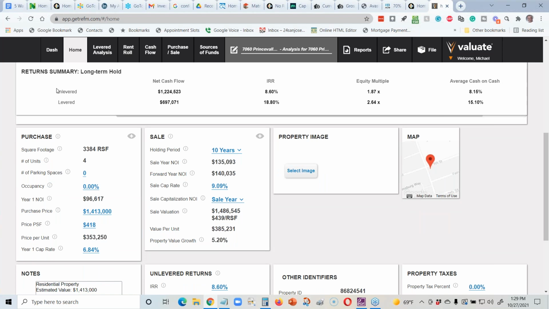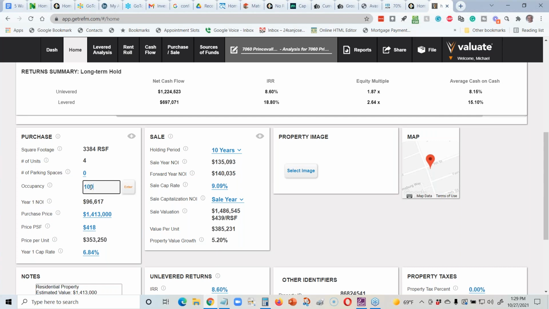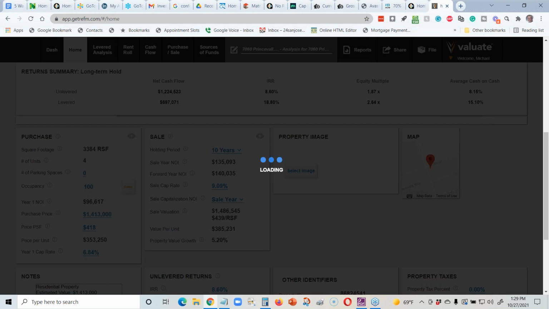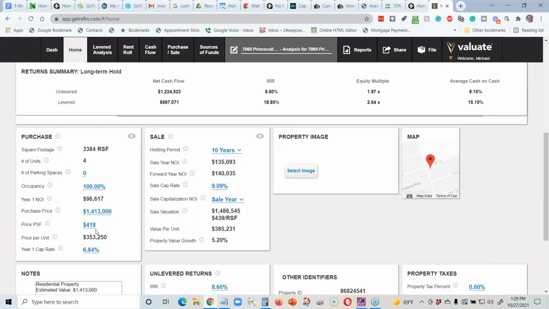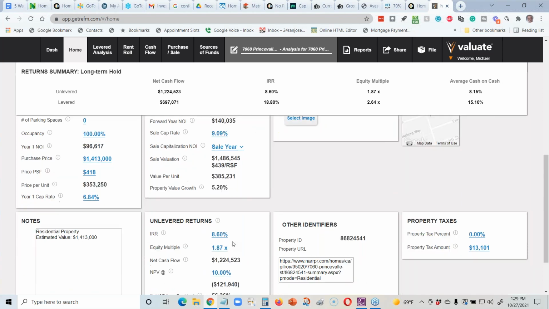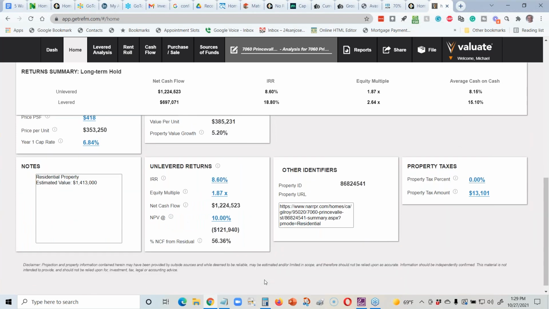This little thing down here is fine. We didn't put in parking spaces or occupancy, right? How occupied is it? Let's say it's 100% occupied. That doesn't really change anything. Price per square foot, first year cap rate, it calculates all that for us. Holding period, sale year, net operating income. This is assuming the appreciation, the sale cap rate. Now, notice sale valuation. One of the things we haven't calculated is whether or not the value is going to go up, and by how much. It's got a property growth value of 5.20. That's something we might be able to change later.